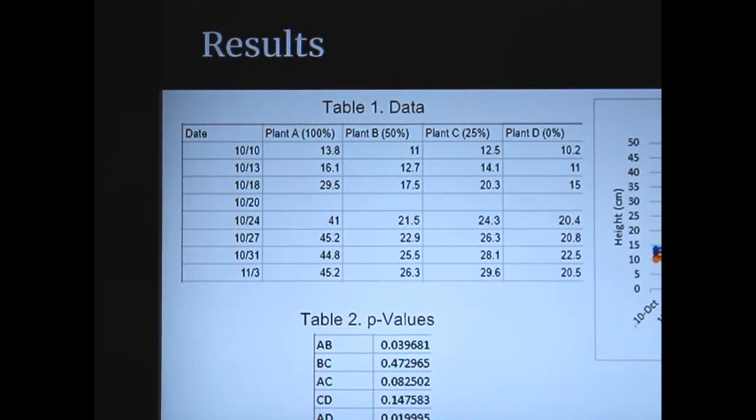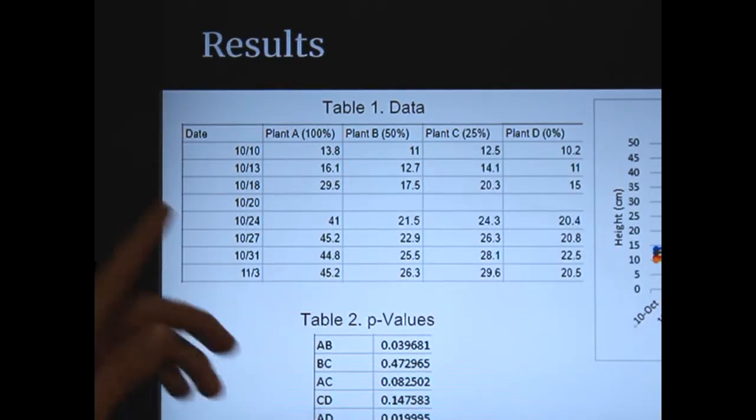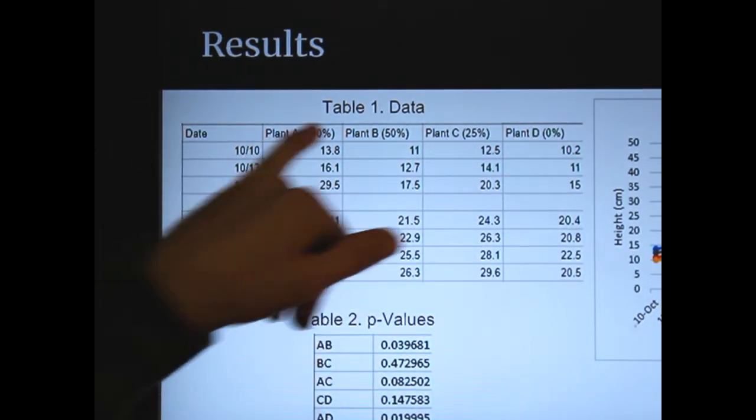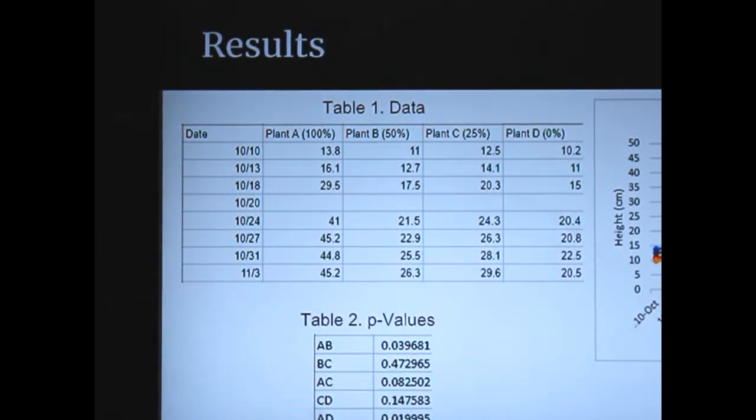Table 1 is our raw data. We had 4 different plants, each receiving a different amount of water. So plant A, B, C, and D. Plant A got 250 milliliters. Plant B got 50% of that. It only got 125 milliliters. Plant C got a quarter of the 250 milliliters, which is 62.5 milliliters. And plant D didn't receive any water at all.